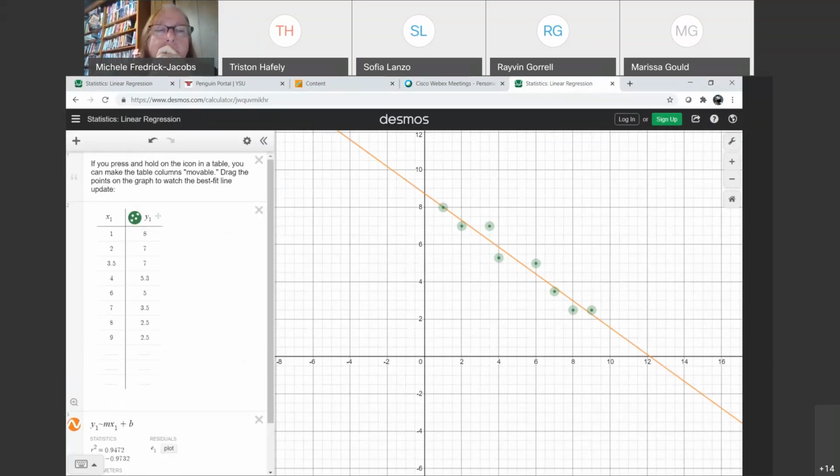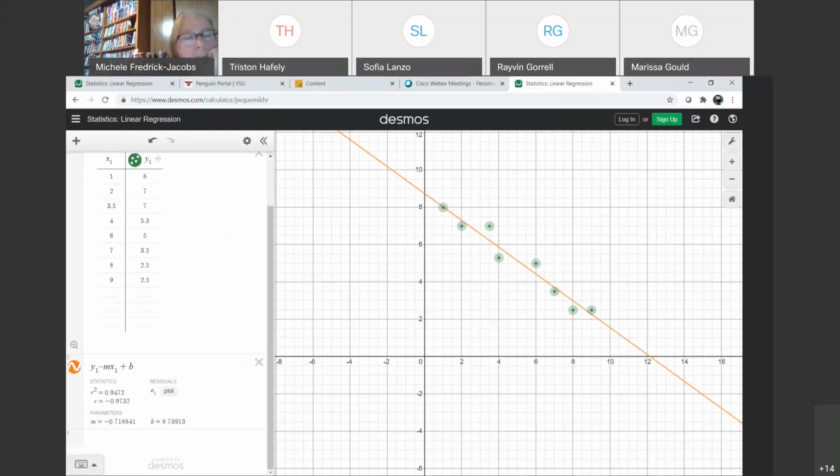How did you get the equation and stuff we used in the last problem? It gives it. It's right here. Oh, okay. Yeah, it just automatically does it. You don't have to click anything else. It just comes up, which is nice.